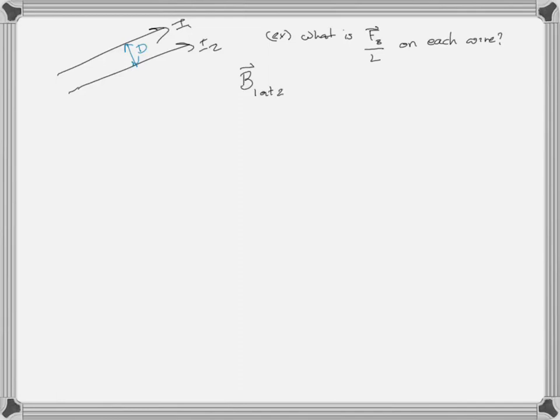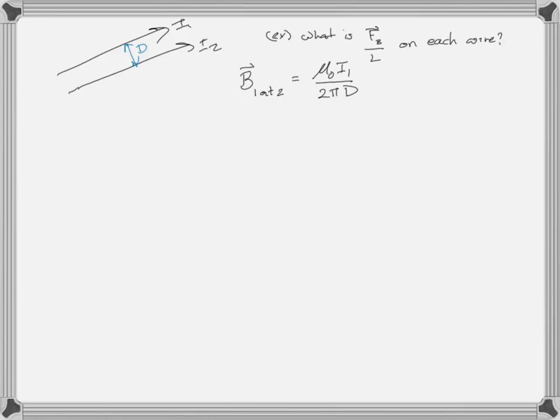Right? I'll just write that out so that we hopefully understand what that means. The magnetic field of wire 1 is mu 0 I1 over 2 pi r. But in this case, r is just d, right? So d is the distance from wire 1 to wire 2. So the magnetic field of wire 1 at wire 2 is that.